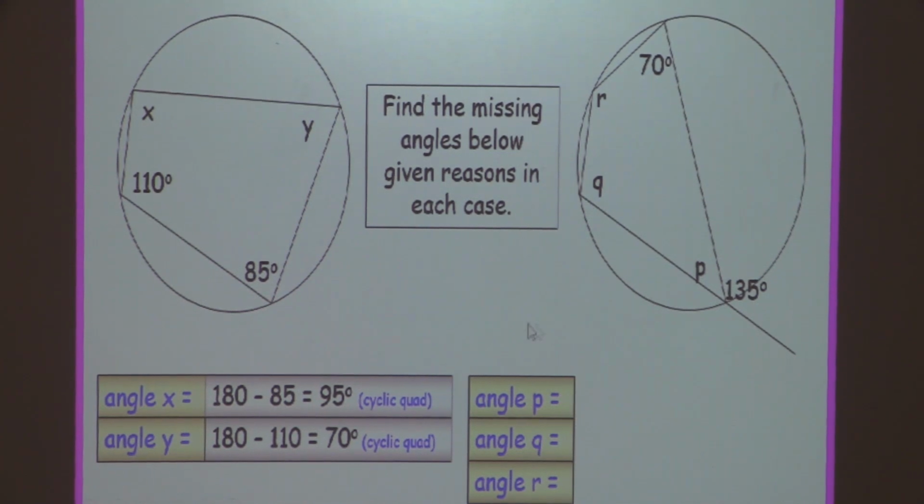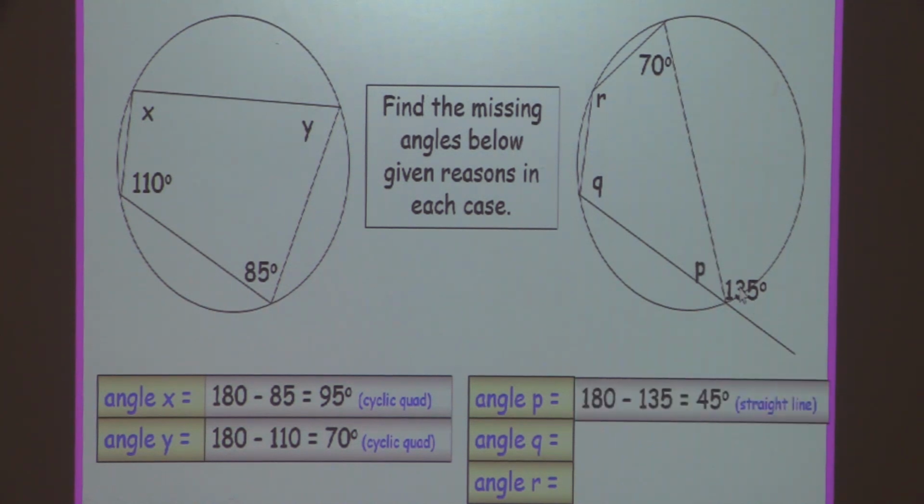Let's look at P. Remember, I said to you, you must be able to see the basics that we've done earlier on, even in a complicated diagram. What do we call these angles in a straight line? When I add these two, what do I get? 180 degrees. So 135 plus P must give me 180 degrees. So if I'm looking for P, I will say 180 minus 135 to get P, which is equal to 45 degrees.